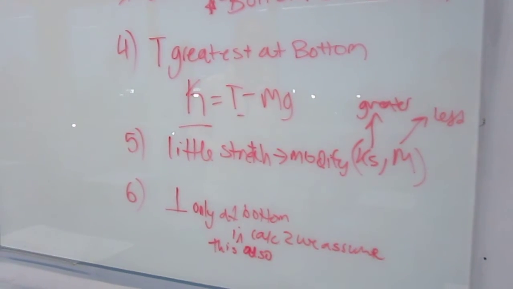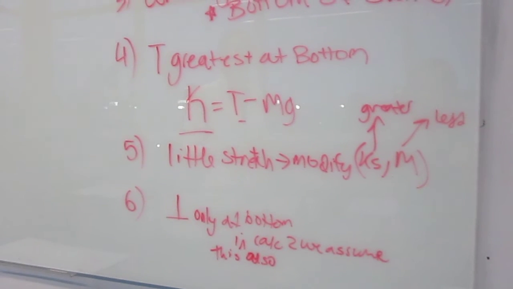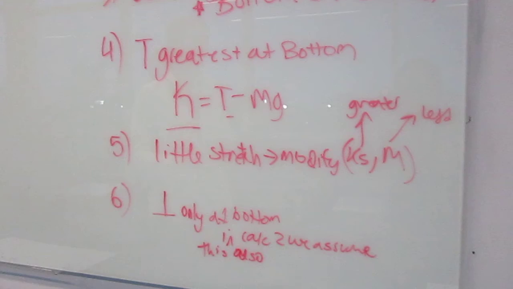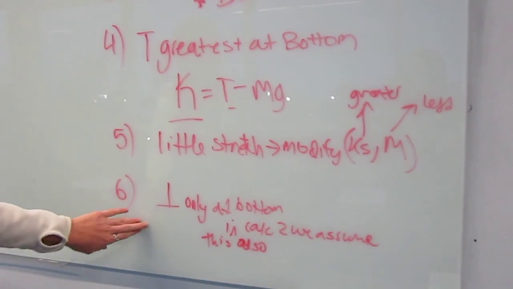Mv squared over r is equal to 1/2 mv. And then the little stretch, if you want to make it smaller, the Ks, you have to make it greater and the mass less. And perpendicular is at the bottom. Thank you.